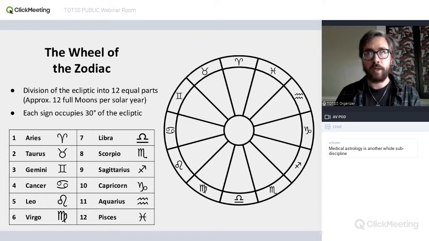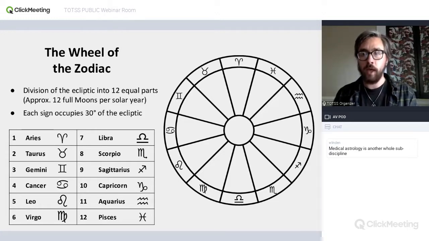The sections, of course, are named for the constellations that were located in the sections a couple thousand years ago. Though, of course, because of the precession of the equinoxes, which has to do with a slight wobble in the Earth's axis, those have now moved away. But in tropical astrology, which is what I practice and what I'm teaching here, we continue to use the names of those constellations.